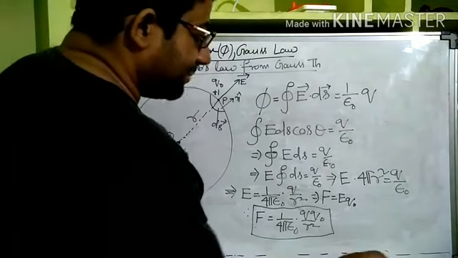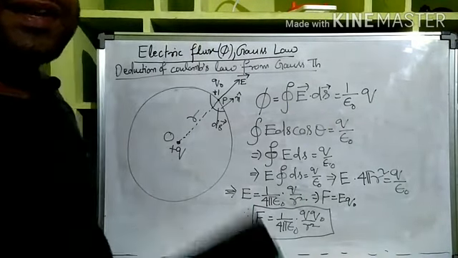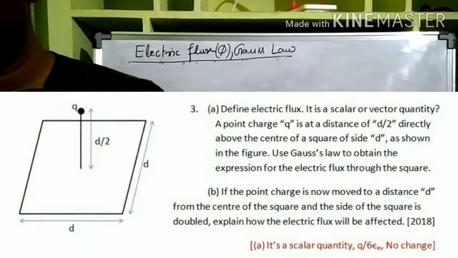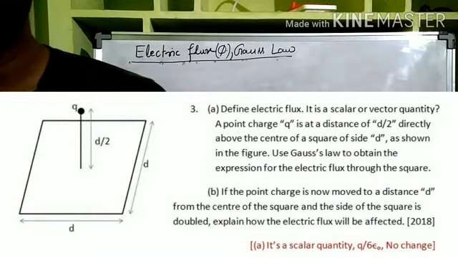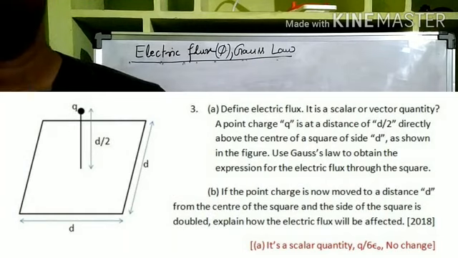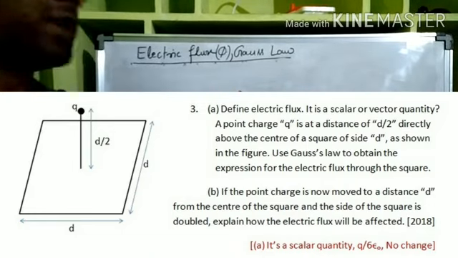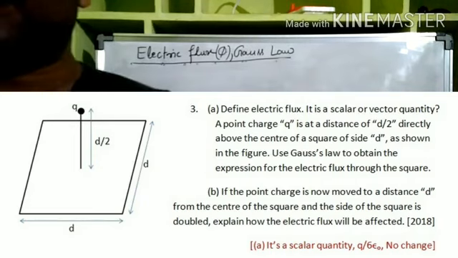Hope this is clear to everybody, but to make it further clearer, we will be taking up one numerical. Hope you have noted down the numerical already, which says define electric flux. Is it a scalar or vector quantity? Electric flux is a scalar quantity, right? Flux is equal to E dot ds, dot product of two vectors is a scalar, as simple as that.